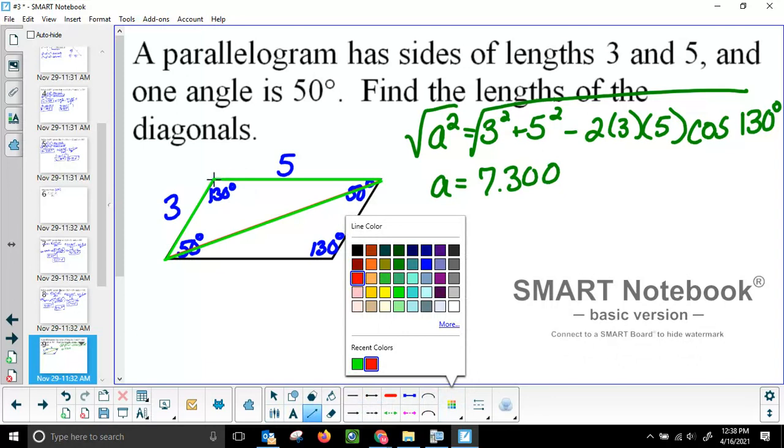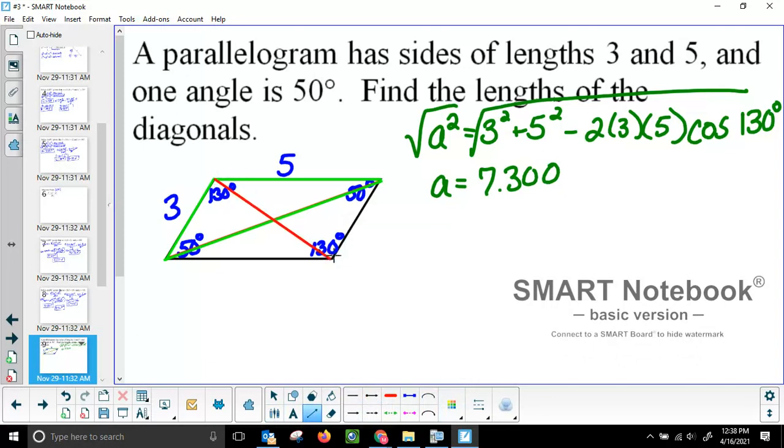And we'll use red for this. So now I want to find this diagonal. Well, now we want to look at this triangle. Of course, you could do this triangle as well. It doesn't really matter. So we'll just do this one here. And so I'm looking at this triangle. Well, if this is 5, then this also has to be 5. So now I have 3 and 5 with the included angle being 50 degrees here. So now I can find my opposite side.